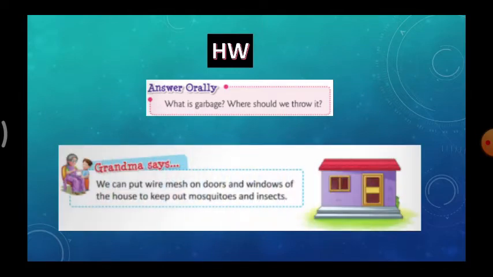Next, grandma says we can put wire mesh on doors and windows of the house to keep out mosquitoes and insects. In some houses we can see that for windows and doors they stick the wire mesh. Why? To prevent mosquitoes from coming into the house. With the mesh, the mosquitoes will not come inside, and meanwhile we can get some fresh air also. For that only we are using wire mesh.